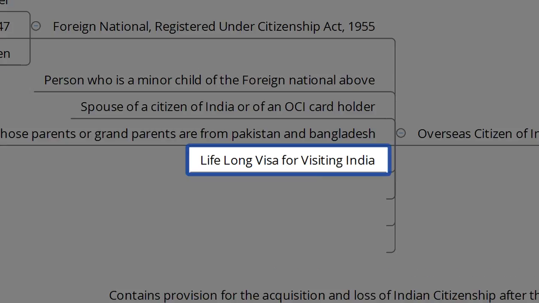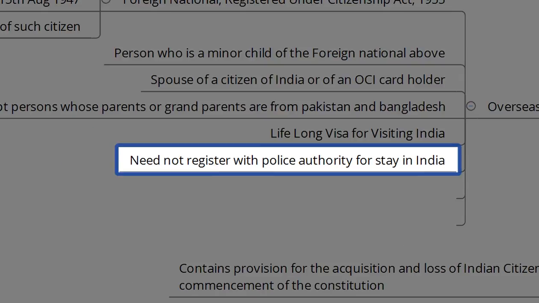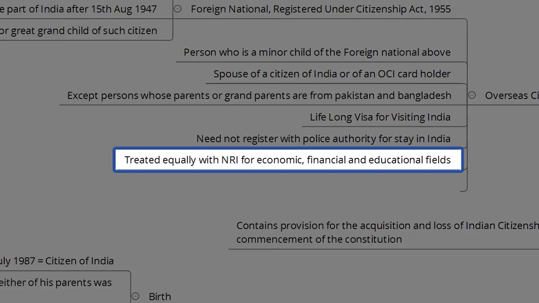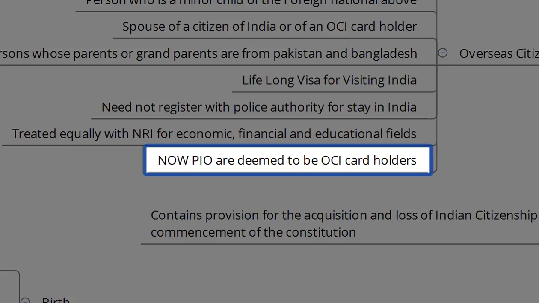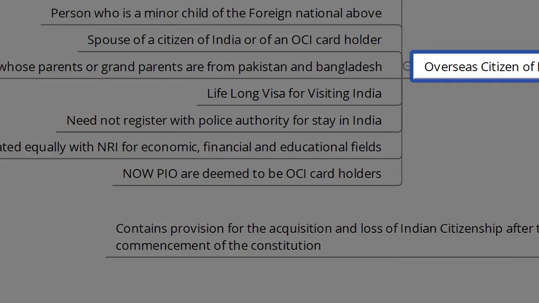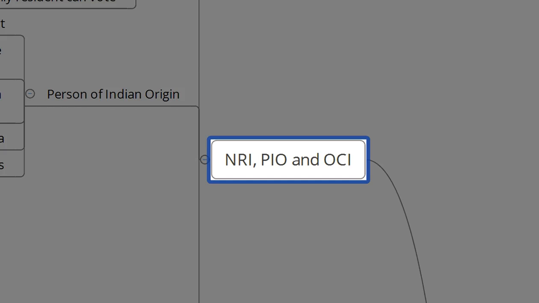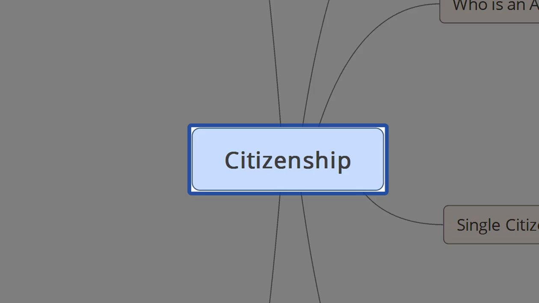So what are the benefits? He gets a lifelong visa for visiting India, and he need not register with the police authority whenever he is coming and staying in India, and he is treated equally with NRIs for economic, financial, and educational fields. However, there is some exception with respect to property matters. Nowadays, PIOs, persons of Indian origin, are deemed to be OCI card holders. So these are the various topics that I wanted to discuss under the citizenship part of our Indian polity.